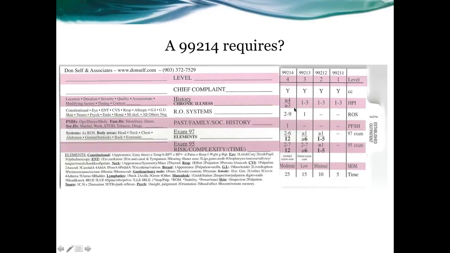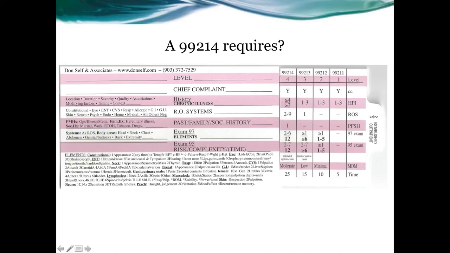99214, again, chief complaint. Now we got something new here. We got under history, 4 or greater or 3 or greater. Notice to the left of 3 or greater we have chronic illness. So 3 or greater questions about, not diagnoses, but questions about chronic illnesses, location, durations, etc. Say, for instance, about the diabetes or hypertension. 4 or greater if it's going to be about an acute condition. So 3 or greater is chronic, 4 or greater is acute.